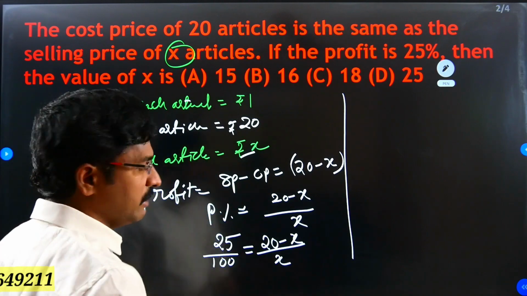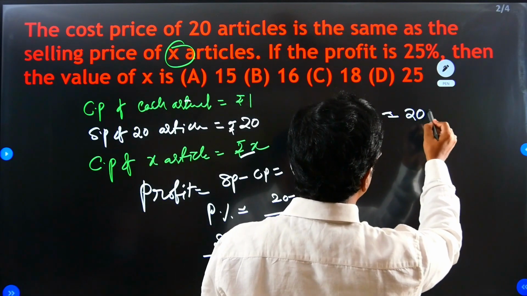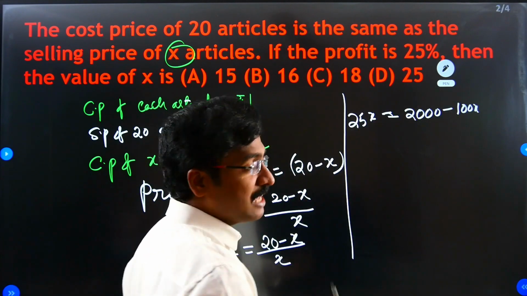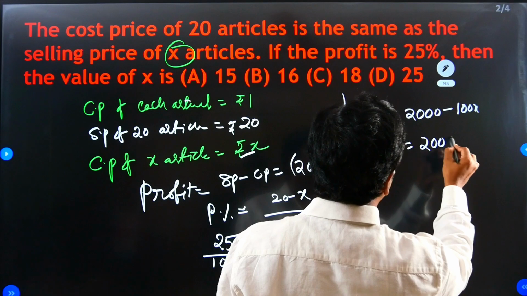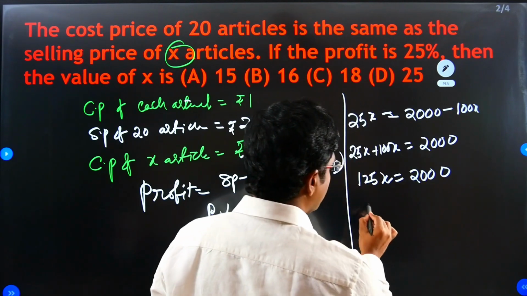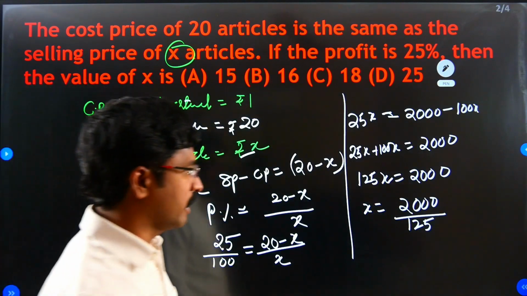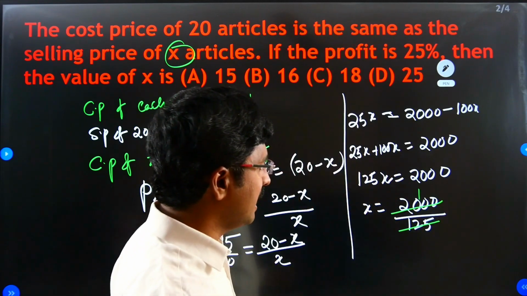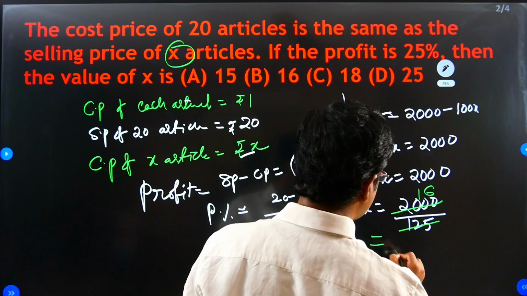See here, cross multiplication, 25 into X. 25X is equal to 100 into 20, 2000, minus 100 into X, 100X. Minus 100X this side means plus 100X. 25X plus 100X is equal to 2000. Here 25 plus 100, 125X is equal to 2000. See, X is equal to 2000 by 125. If you cancel this, we get 16.